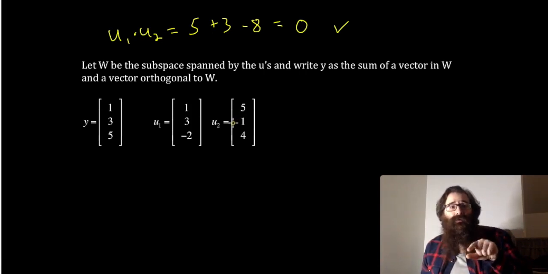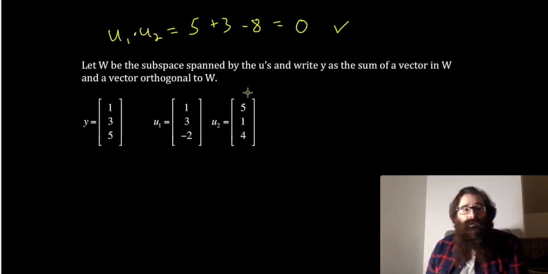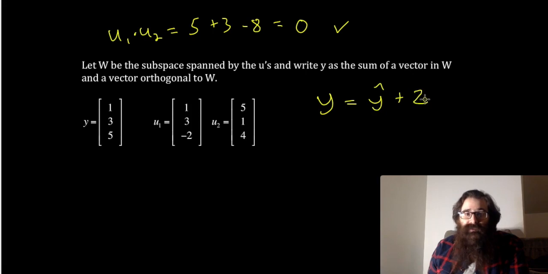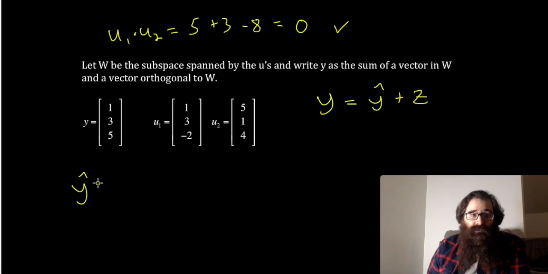Now the vector that's going to be in W is going to be in the span of U1 and U2, and that's going to be our projection. So really we can spoiler alert on this: y is going to be equal to y hat plus z, where y hat is in W and z is in W perp, or orthogonal to W. Let's build y hat first. We know how to build a projection. We've been doing that quite a bit now.